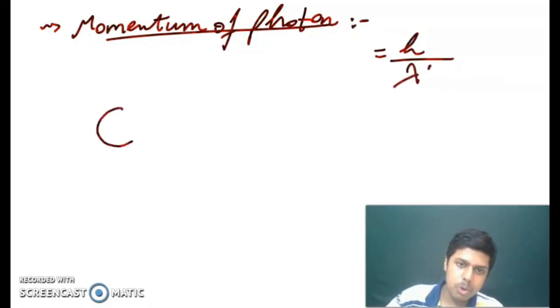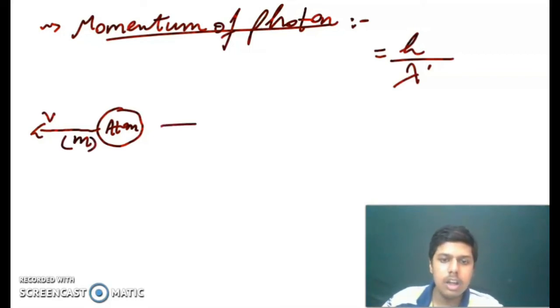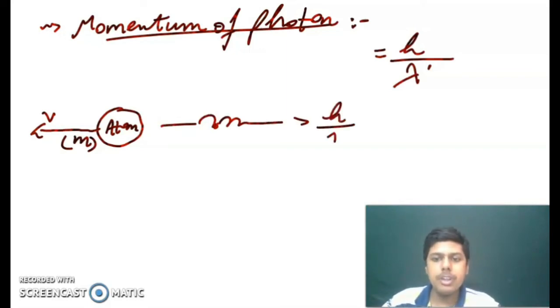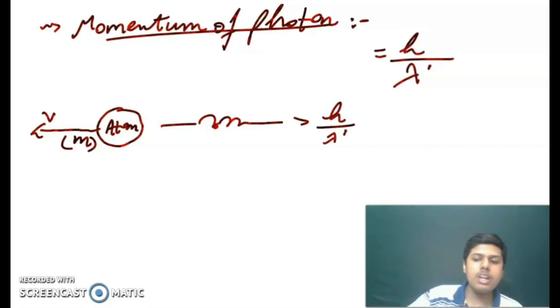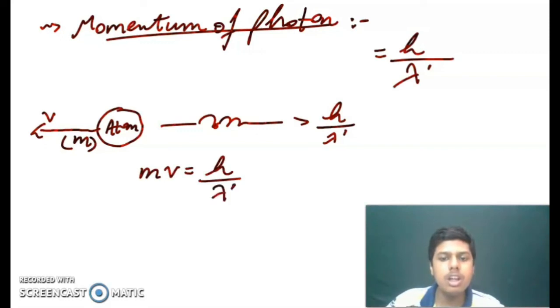Now see, suppose this is an atom which is going this side with velocity v and mass is small m, and an electron gets emitted in the opposite direction with momentum equivalent to h upon lambda dash. Now mv can be written as h upon lambda dash. Let us consider this to be the first equation.